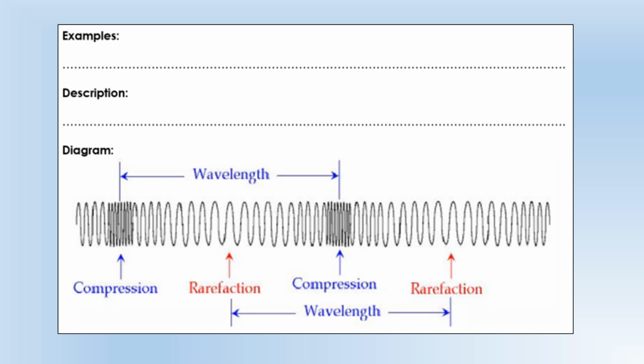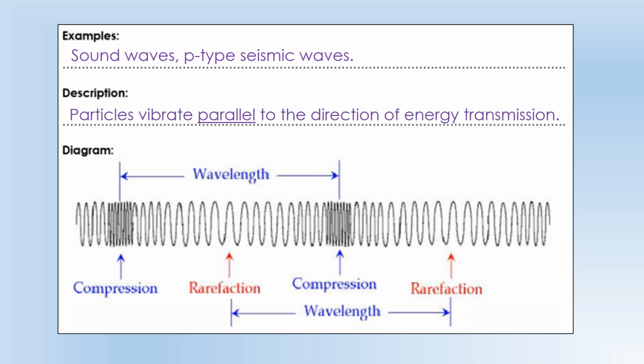First of all, some examples of these in reality. So a sound wave is a longitudinal type wave, and one of the types of seismic waves, the primary type, is also an example of a longitudinal wave. The P also sometimes stands for pressure, or pressure wave. So how do we describe a longitudinal wave? Well, it makes the particles vibrate parallel to the direction of energy transmission.